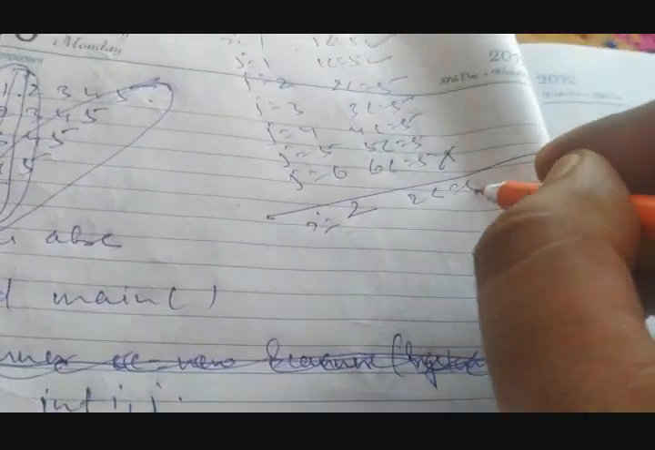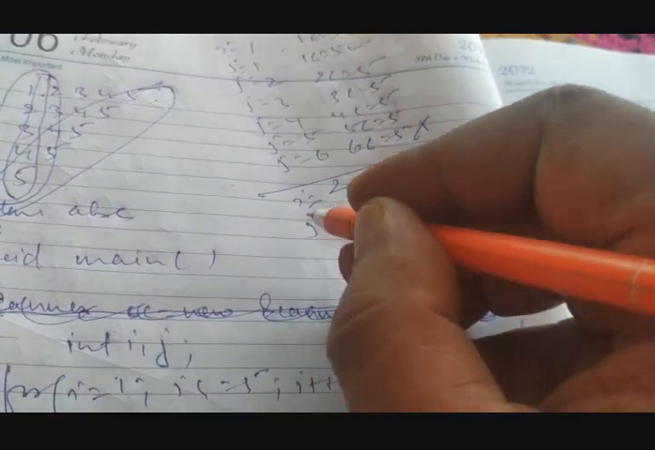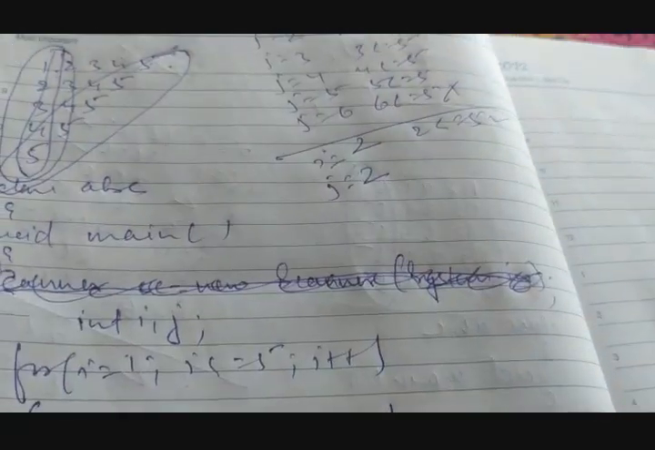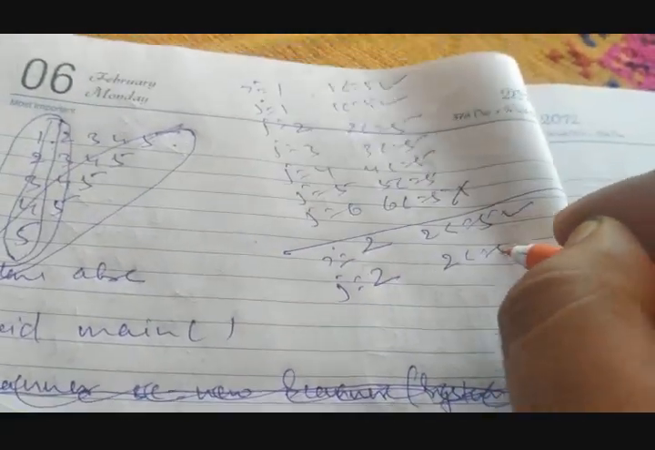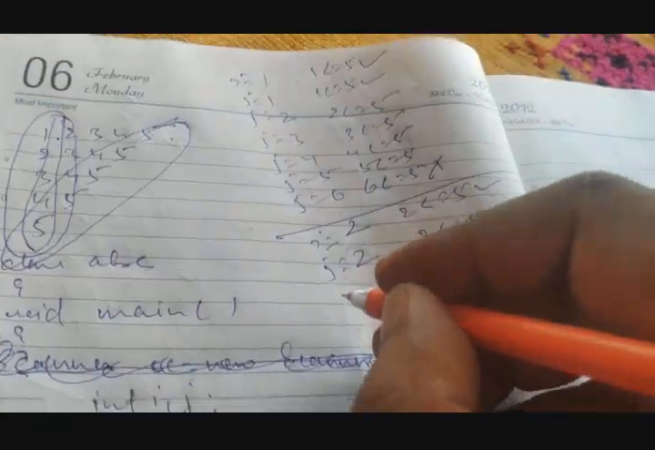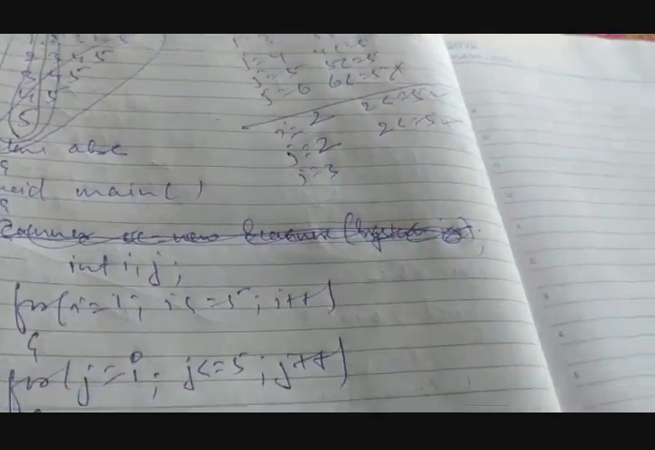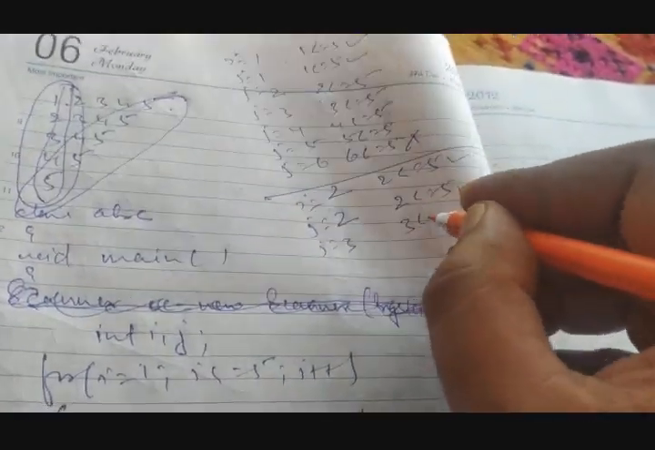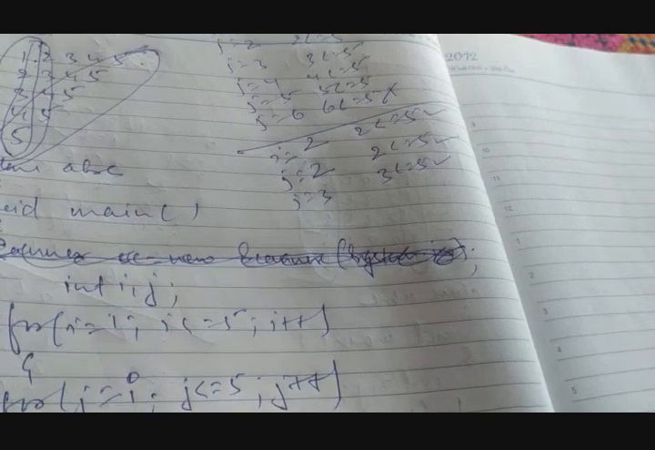2 is less than 5. True. Now j equals i. So j also starts with 2. 2 is less than or equal to 5. True. So prints 2. Then j value changes to 3. So 3 is less than or equal to 5. True. So 3 gets printed.